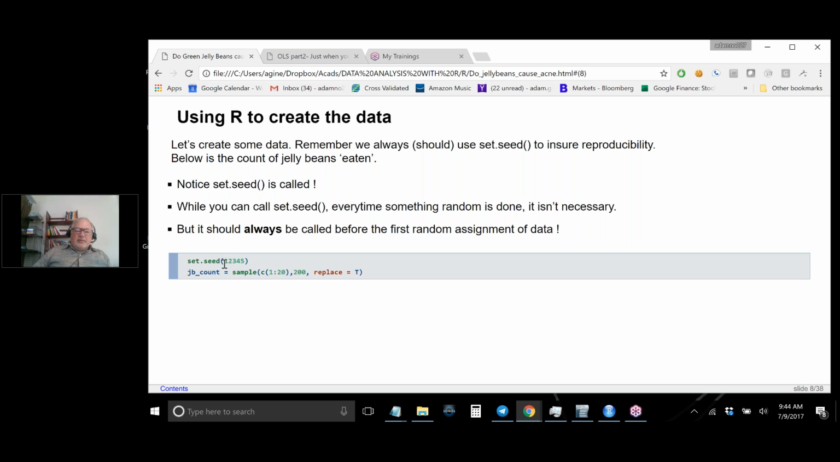So I just randomly chose 1, 2, 3, 4, 5. This means I could run this 100 times. The first thing I'm doing is creating the jelly bean count, sampling from the numbers 1 to 20, 200 times. Since there are more samples than numbers, I have to have replace equals true, which means a given number can occur more than once. But if I use set.seed 1, 2, 3, 4, 5, and this jelly bean count equals this, every time I run this code I'm going to get the exact same 200 numbers from 1 to 20.